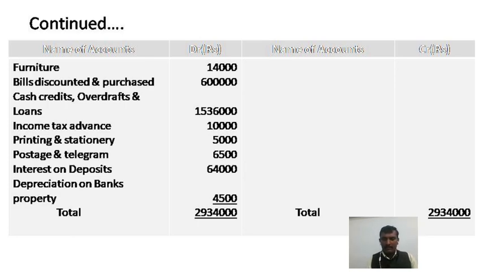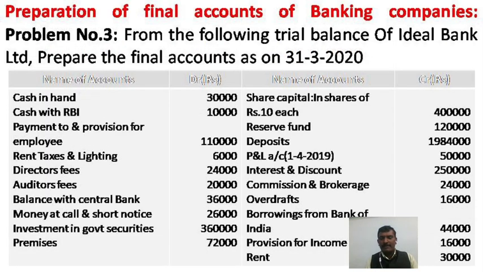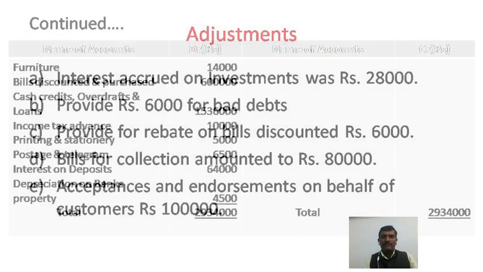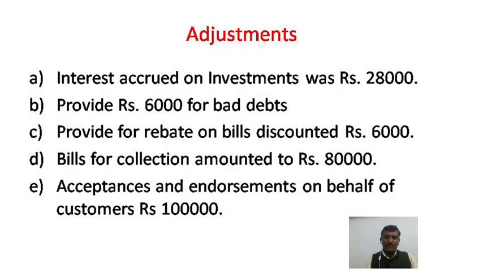Then on the credit side, we are given the share capital, reserve fund, deposits, opening balance of profit and loss account, interest and discount, commission and brokerage, overdrafts, borrowings from Bank of India, and provision for income tax as well as rent. Along with this trial balance, additional information is also provided: interest accrued on investment, provision for bad debts, provision for rebate on bills discounted, bills for collection, and acceptances and endorsements on behalf of customers.